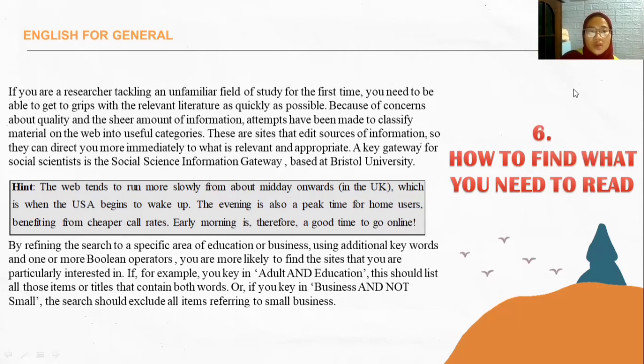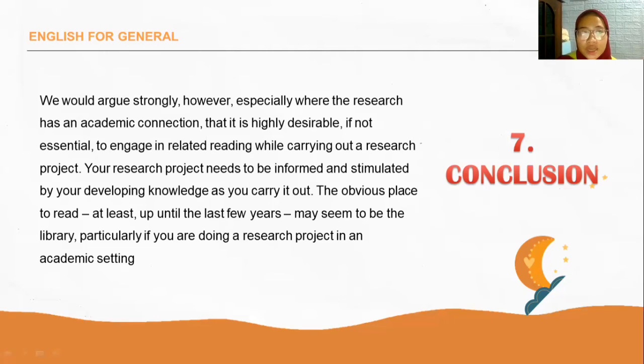By refining the search to a specific area of education or business, using additional keywords and one or more Boolean operators, you are more likely to find the items that you are particularly interested in. If, for example, you key in adult AND education, it will list all the items or titles that contain both words, or if you key in business AND NOT small, the result will exclude all items referring to small business.